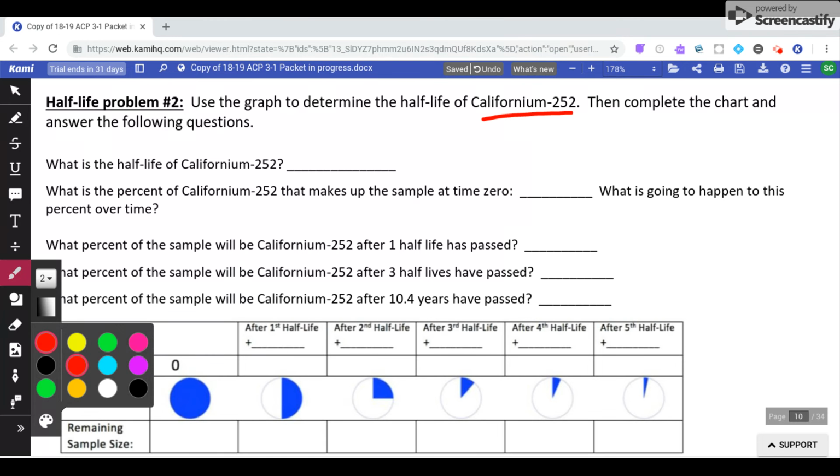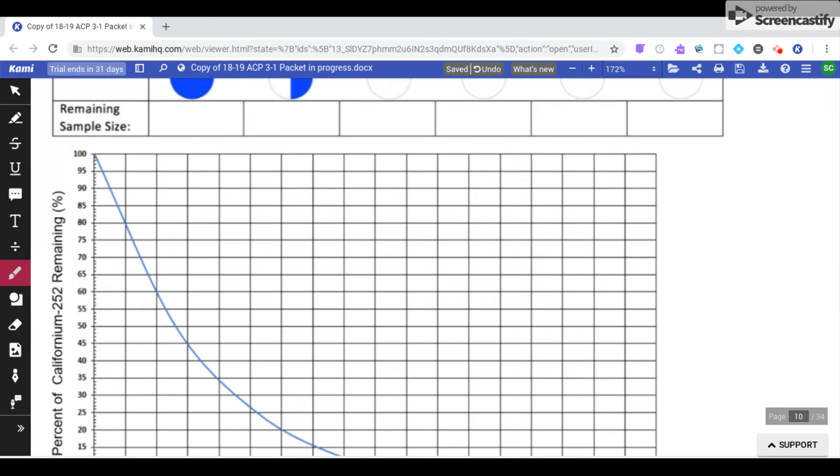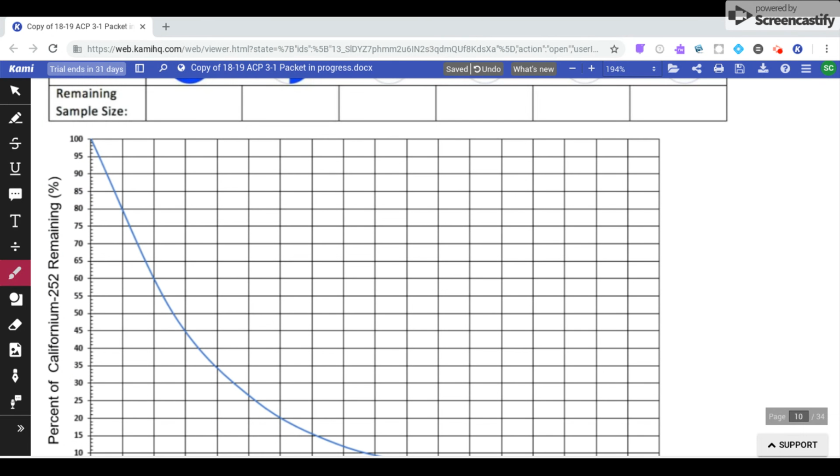So do we know what the half-life of californium is? No, because it's not explained to us in the problem. So that means we have to use our graph. Now, this graph, if you look at it, isn't measuring the amount of the isotope that's left, the amount that hasn't decayed yet that you still have present. It isn't measuring it in grams, it's measuring it in percent. Percents are really easy because they always start with 100 and then they just keep getting cut in half. So you get used to those numbers.